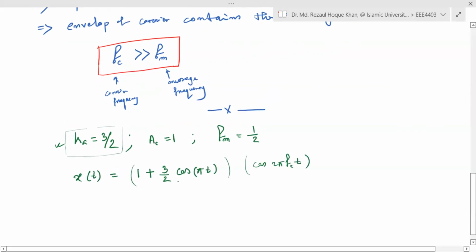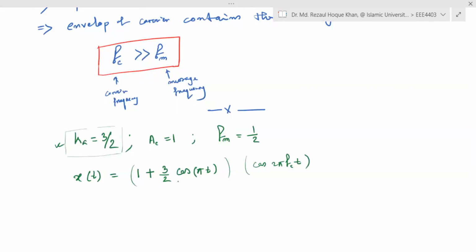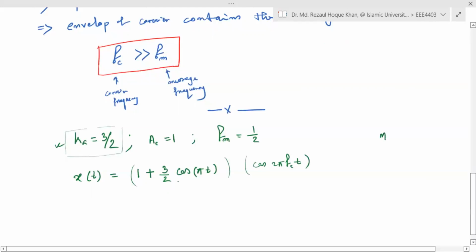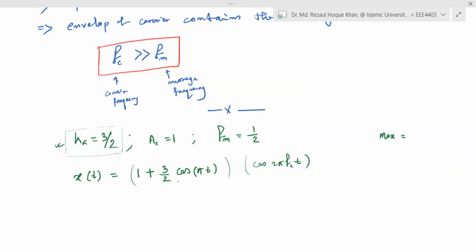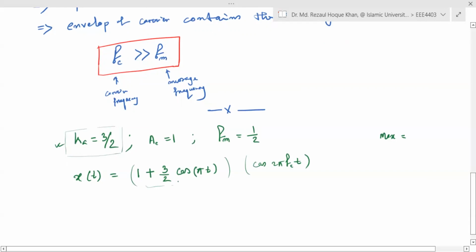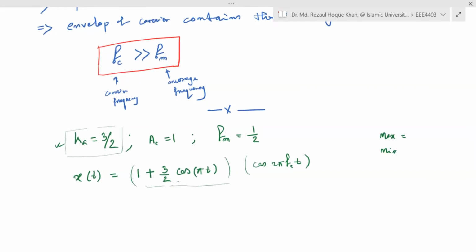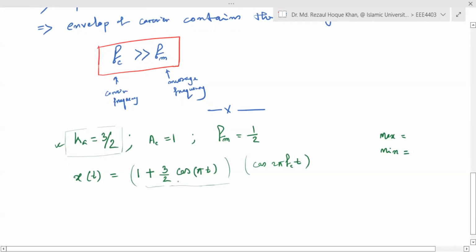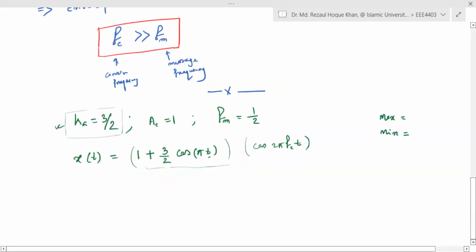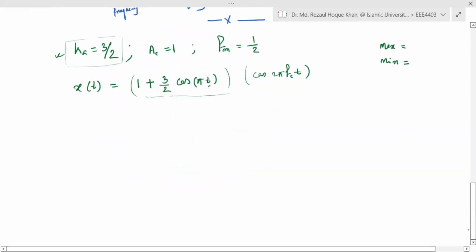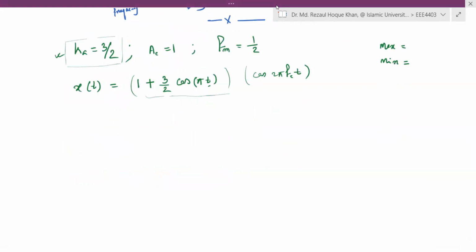Okay, so here what is the maximum value and what is the minimum value? We are finding the maximum value of this portion, and the minimum also. What is the maximum value? The maximum value is at t equal to 0. Okay, let's again draw it.